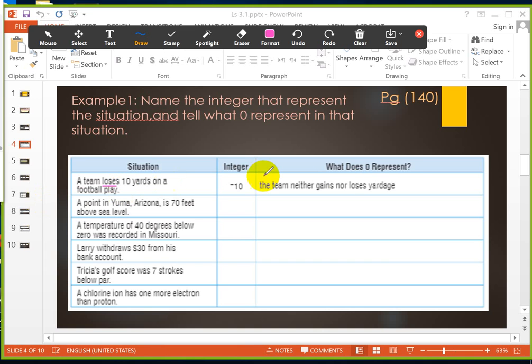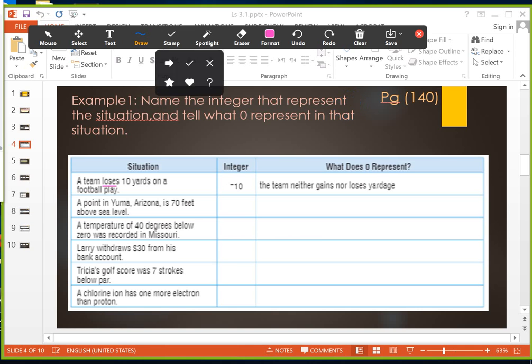Okay? What does 0 represent? If I have 0 in the football play, the team neither gains nor loses yardage. That means there is no win or loss. 0 means there is no win or loss in a football play. Okay? So this table helps us understand the meaning of positive and negative quantities.